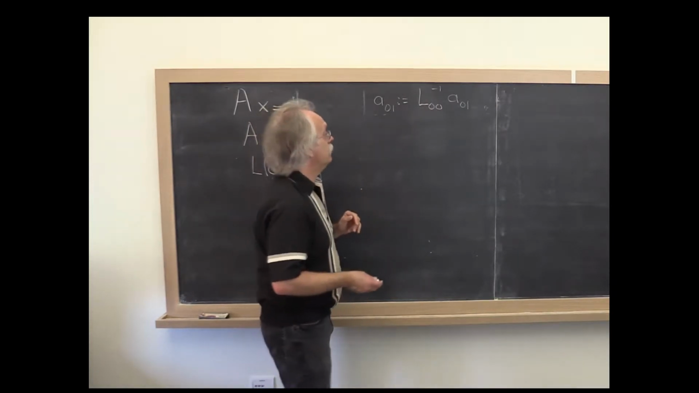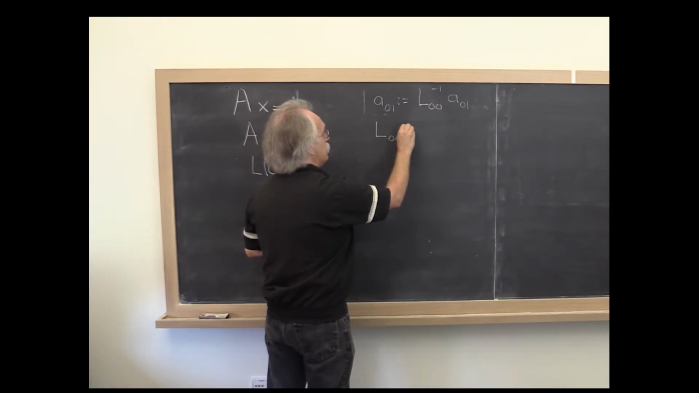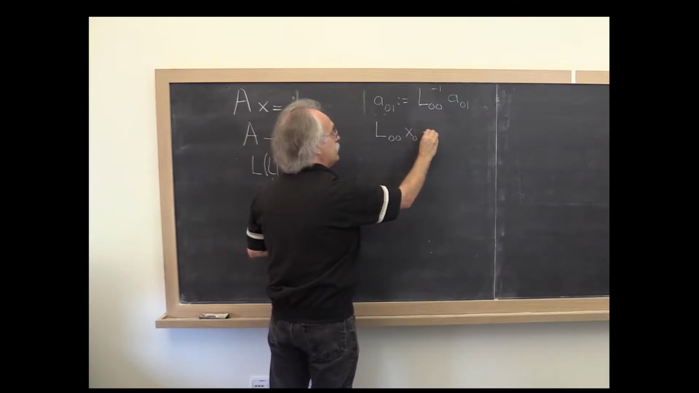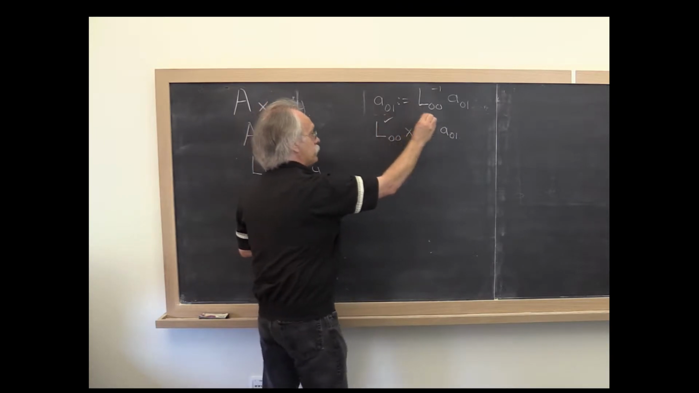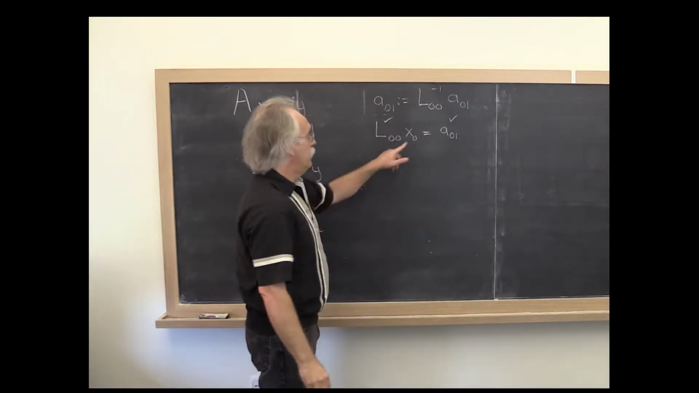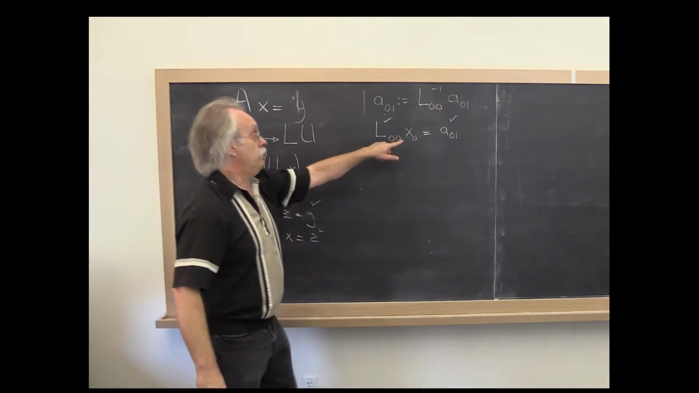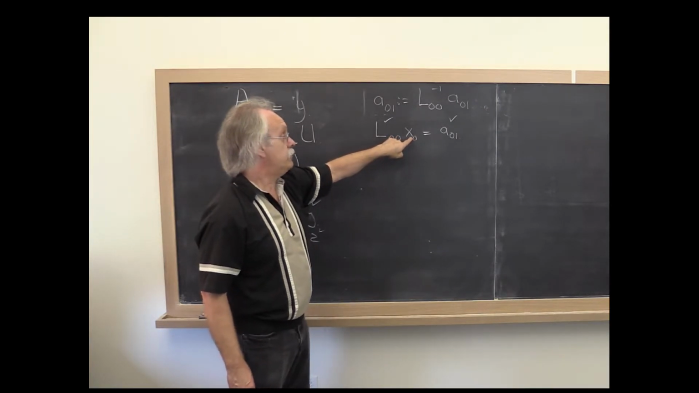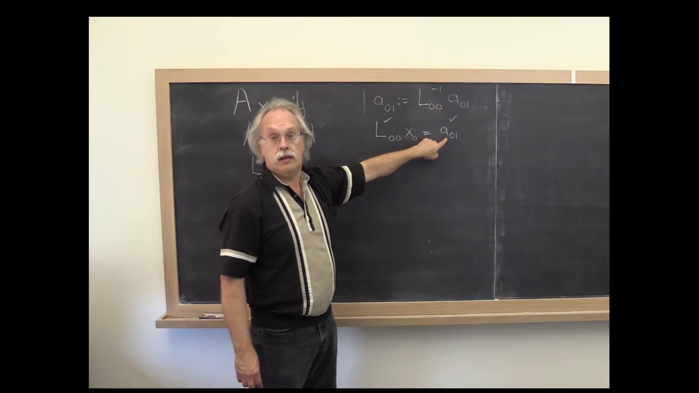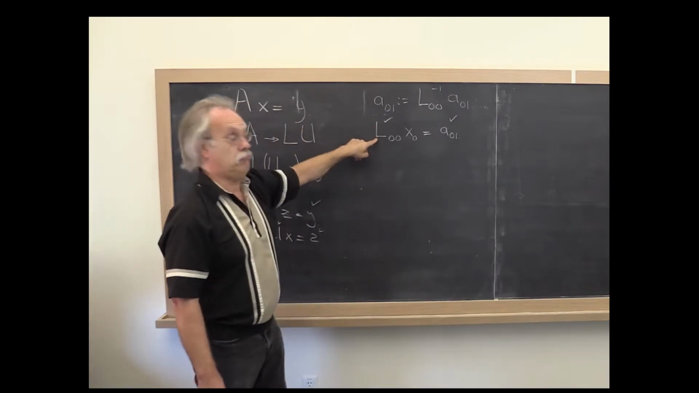Now, why is that? Well, that's because you can rewrite this as L00 times, let's call it X0, is equal to A01, where you know what L00 is and what A01 is. From this you can then use the exact same algorithm that you derived here to compute X0. And if you do that in such a way that the result overrides A01, then you will have achieved the net effect of this operation here. Okay, so triangular solve.